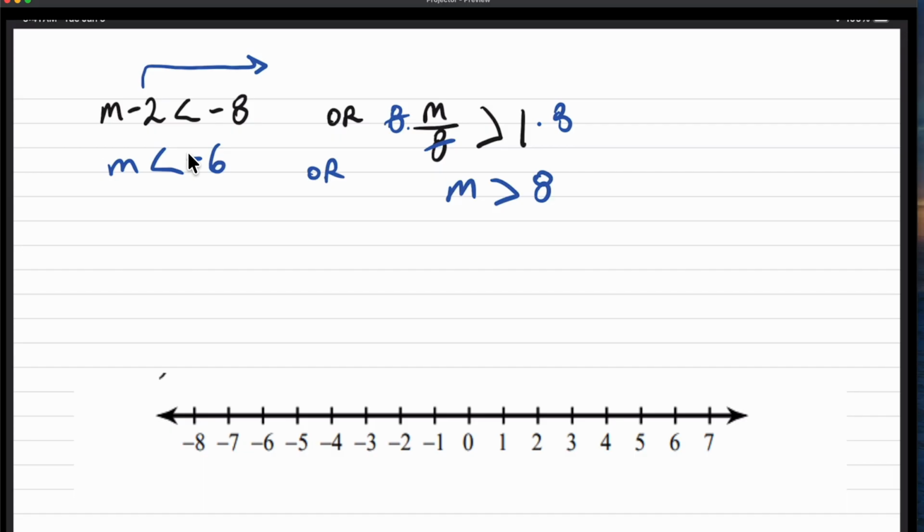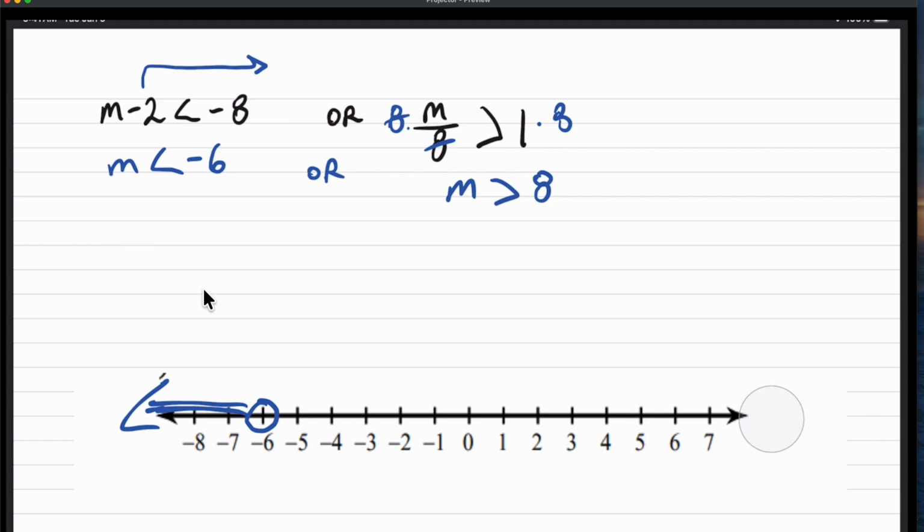So we go down to the number line below, and we're going to have m less than -6, or m is greater than 8, which is a little bit off this graph. Okay, so far so good.